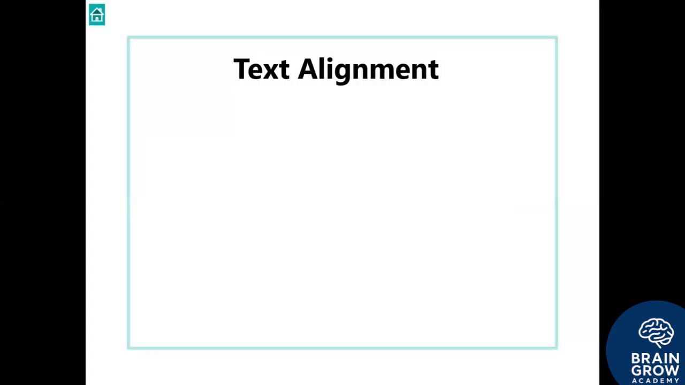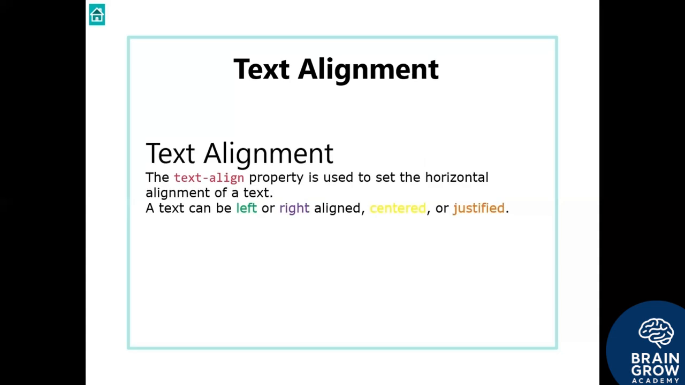Alright, let's now talk about text alignment. Okay, so what is text alignment? As the name implies, text alignment is used to align our text, in which we use four properties. The alignment properties are left, right, centered, or justified.